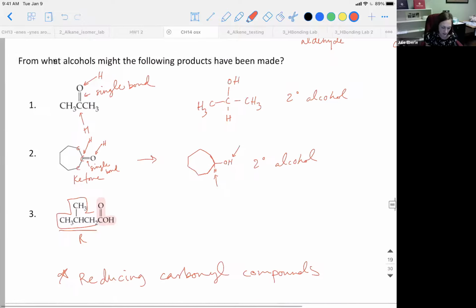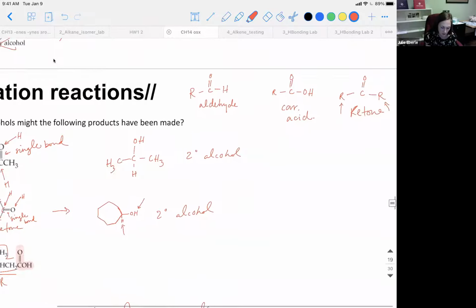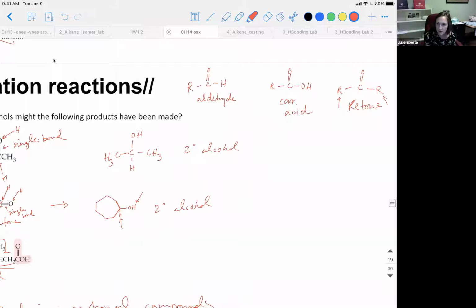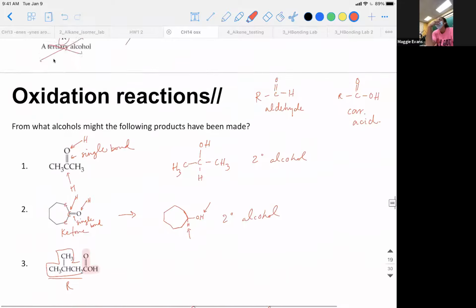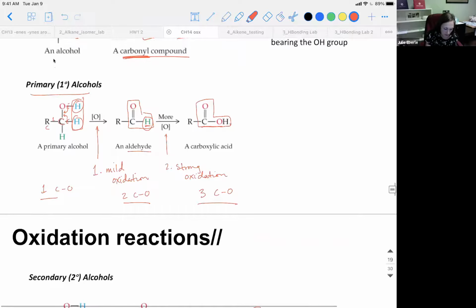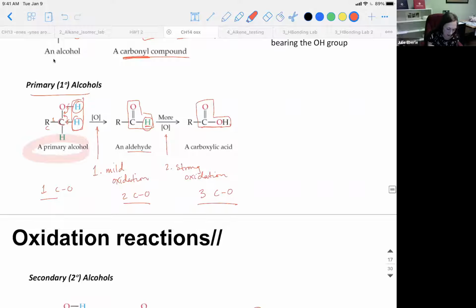So which one of these up here does that correspond to? Carboxylic acid. Yep, carboxylic acid. So remember, let's go back up here. When you have a primary alcohol and you strongly oxidize it, you get a carboxylic acid. So we're going to reduce this, and you don't have to draw the aldehyde intermediate. That's kind of the intermediate step. You don't have to draw that. You can just go all the way back to a primary alcohol.